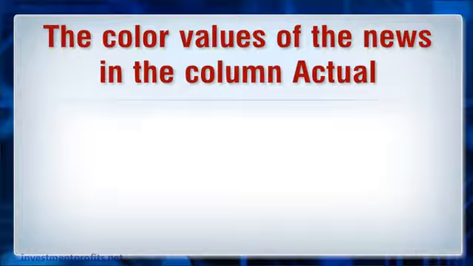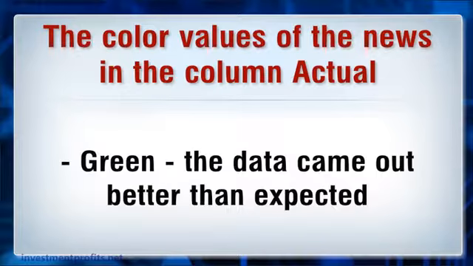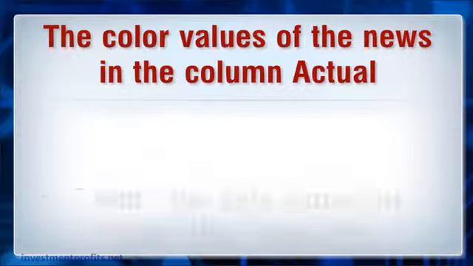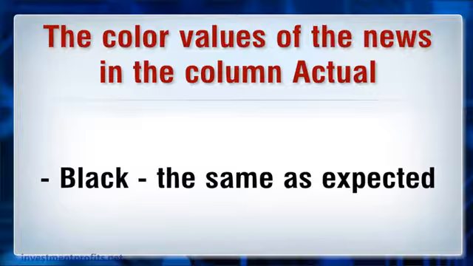The color values of the news in the column Actual. Green, the data came out better than expected. Red, the data came out worse than expected. Black, the same as expected.